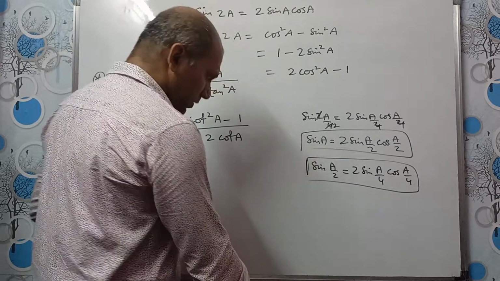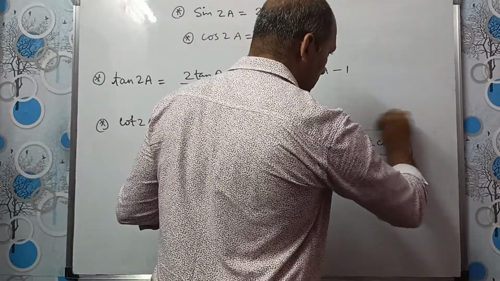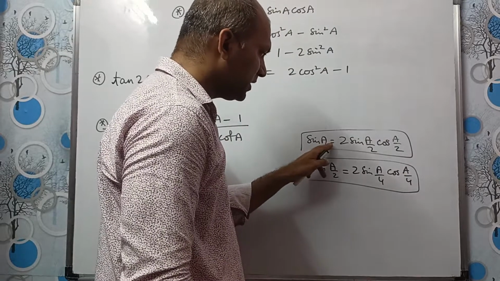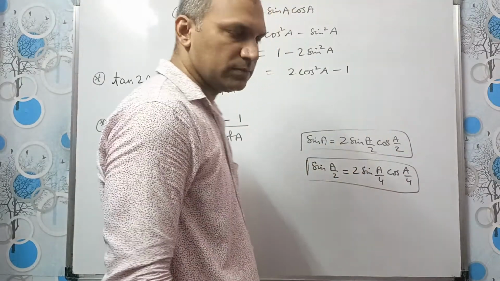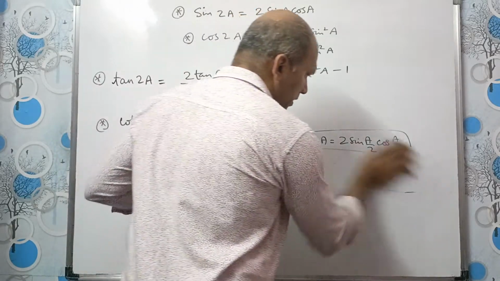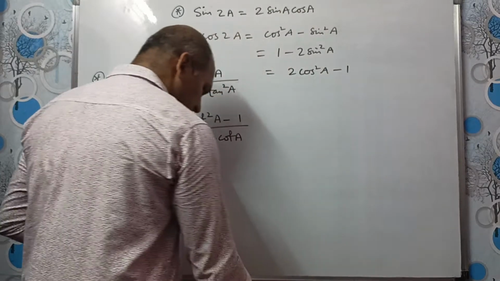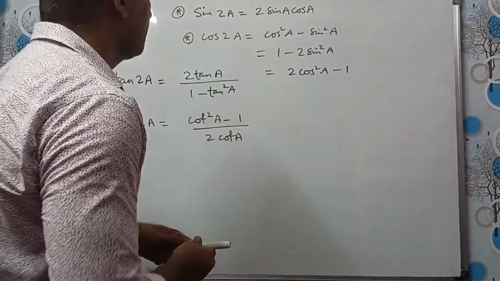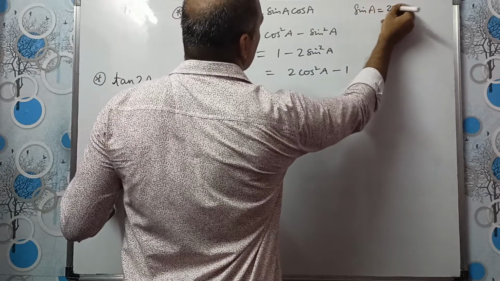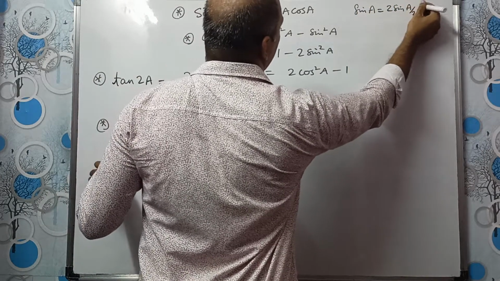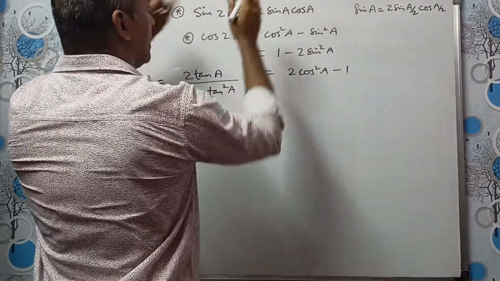Alright. So like this, you can write the formulas. You can write sin A by 3. Sin A by 3 will be equal to 2 sin A by 3 cos A by 3. Okay. Like that you can learn multiple angle and submultiple angle formulas. Okay. So what did we learn? Sin A is 2 sin A by 2 cos A by 2. Okay. That formula is derived from this.